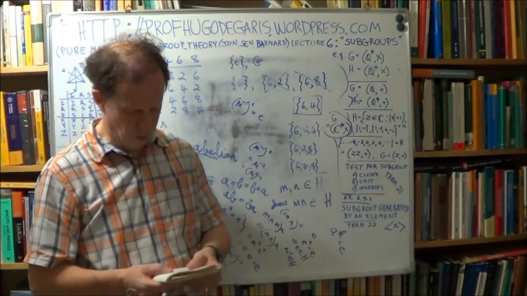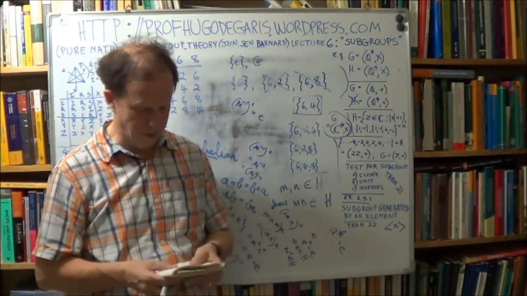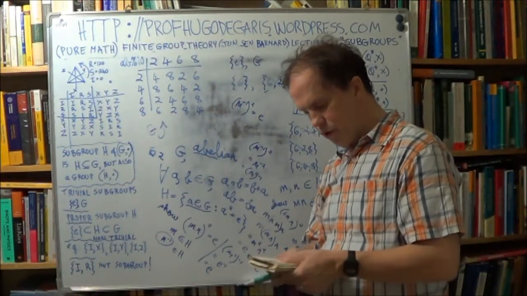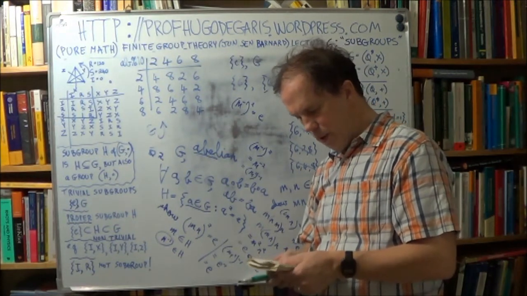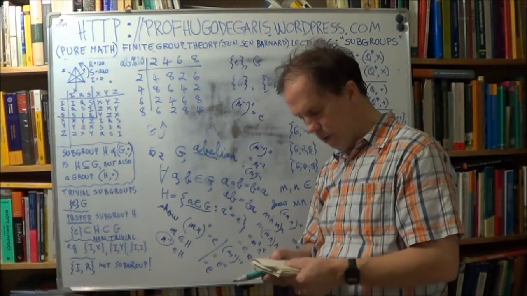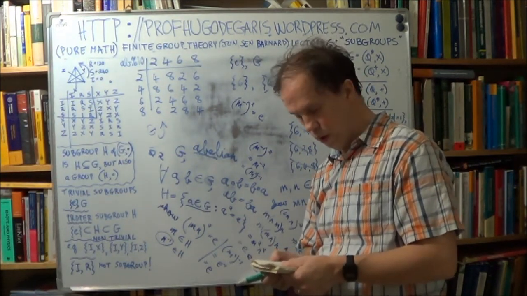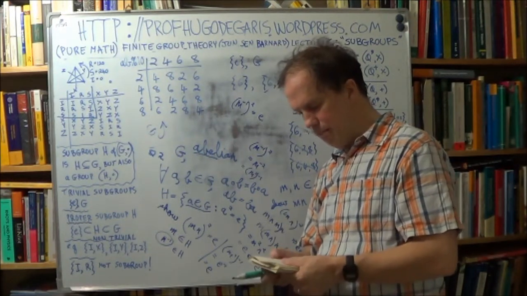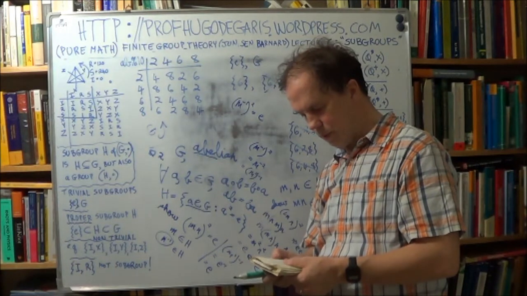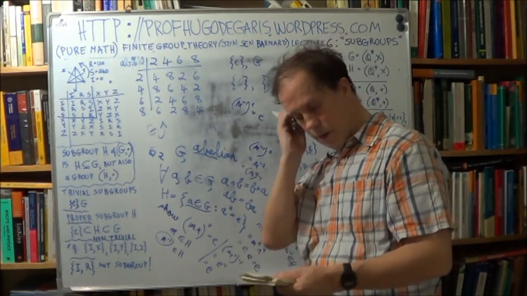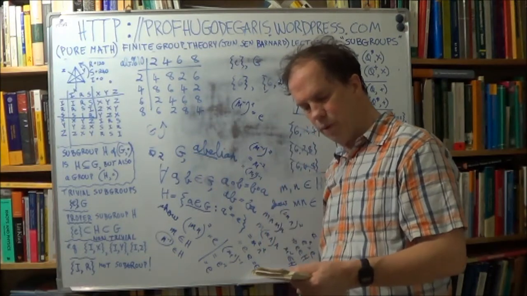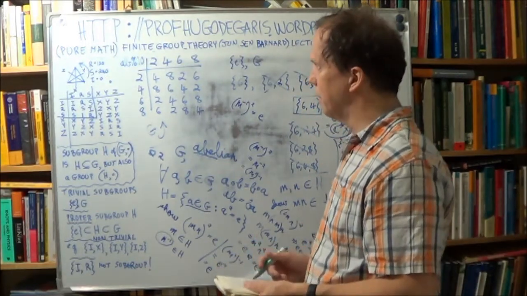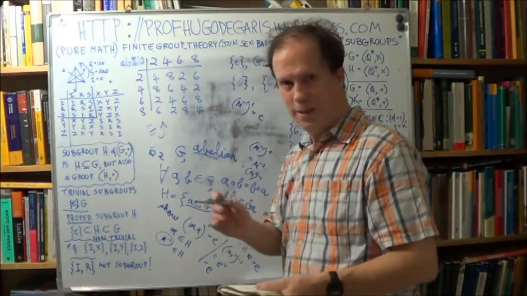Okay, true or false? The author seems to like true and false type questions. Is this true or false? A non-abelian group can have a proper abelian subgroup. So all you need to do is just find one example where that's true, and then that statement is true.